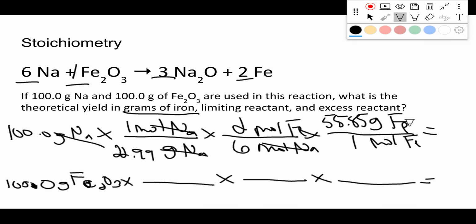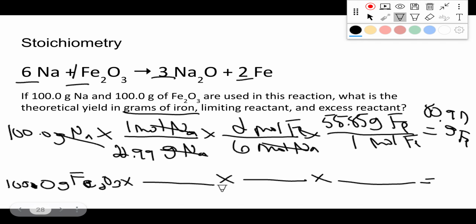Okay, I'm going to go ahead and calculate this one out, and then we're going to do our other conversion. So any number on top you multiply by, any number on the bottom you divide through by. So I'm going to do 100 divided by 22.99 times 2 divided by 6 times 55.85. I need 4 sig figs, and it comes out to 80.97 grams of Fe. Again, sig figs come from your given. I have 1, 2, 3, 4 significant figures.